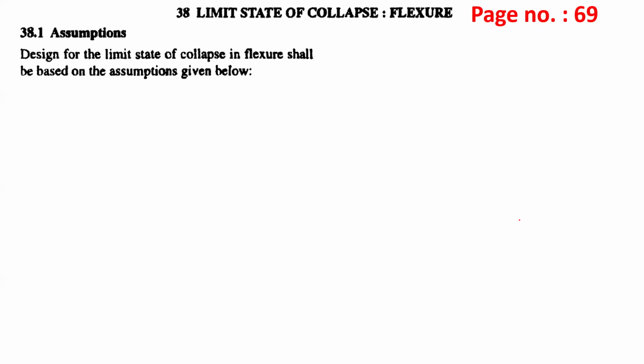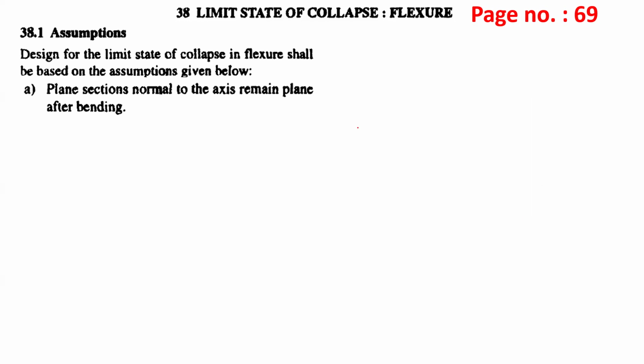Now the assumptions made in the design for the limit state of collapse in flexure are as follows. First, plane sections normal to the axis remain plane after bending. What does it mean? Suppose we have a circular section. We can take our rebar, which is circular in this fashion. Now if I bend it, what will happen? We have it in this fashion.